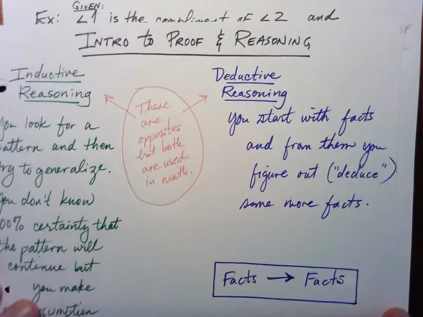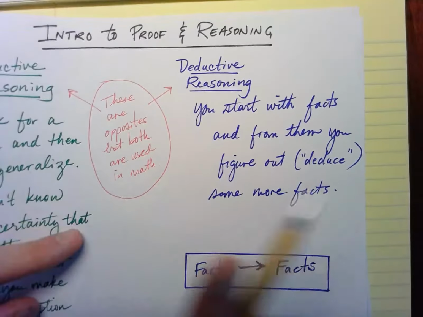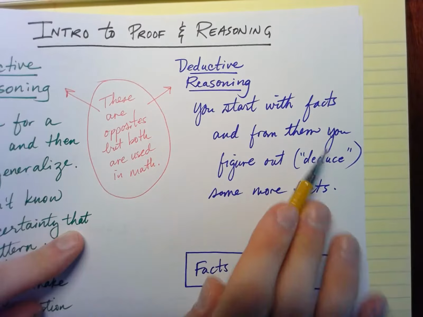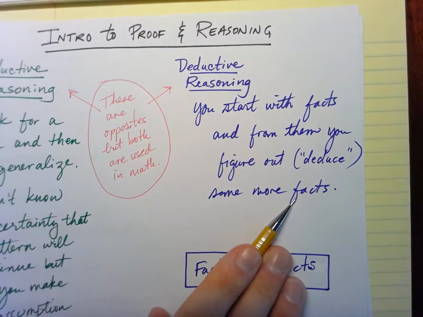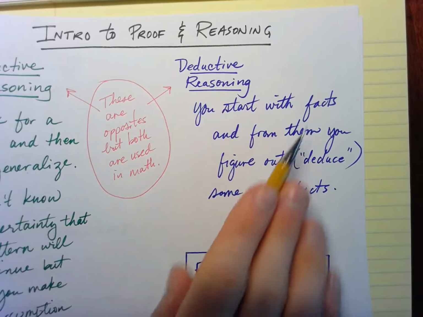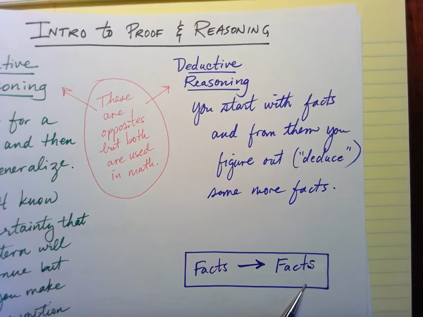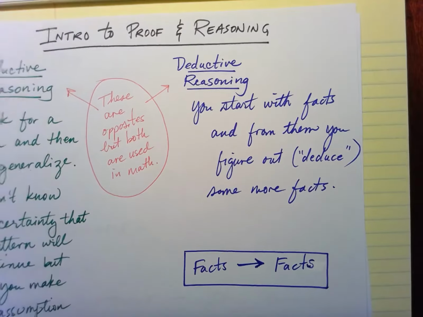Now with deductive reasoning, you start with facts, and from them you figure out or deduce some more facts. So this is starting with facts and figuring out more facts. So you have facts lead to facts. Okay, this is what we're going to be doing in geometry this year.